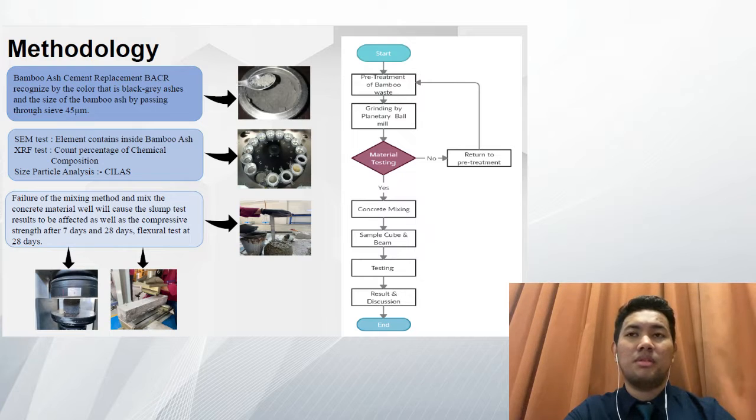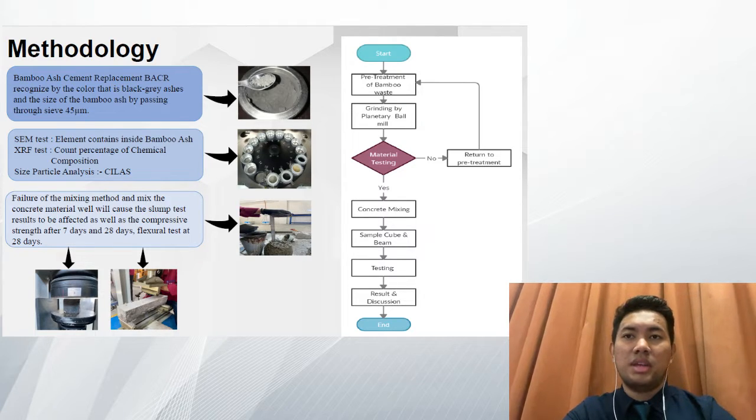There are 3 types of testing to verify the characteristics of bamboo ash. The first one is the ASTM test, to ensure the element content inside the bamboo ash, and then the XRF test to count the percentage of chemical composition, and the last one, the verification test, is particle size analysis by SILAS.